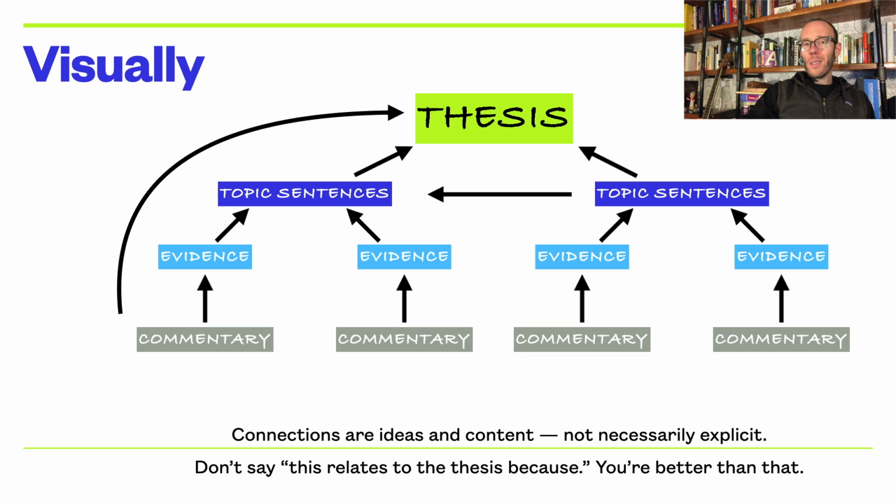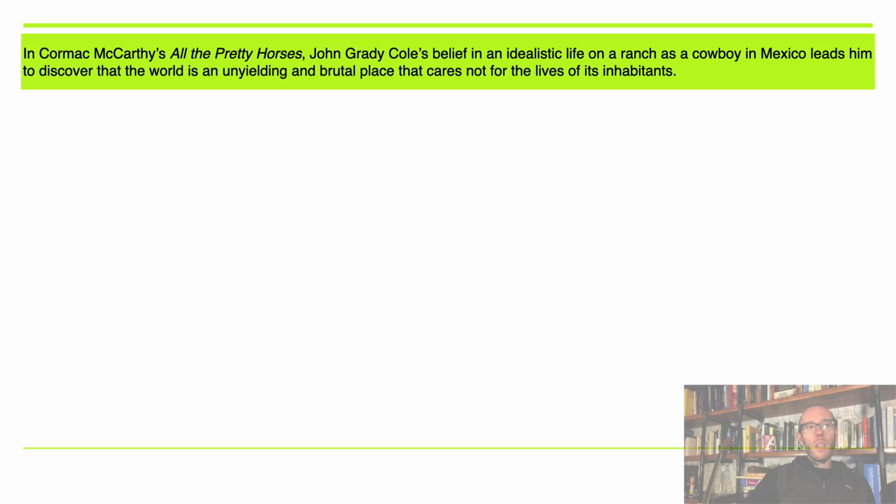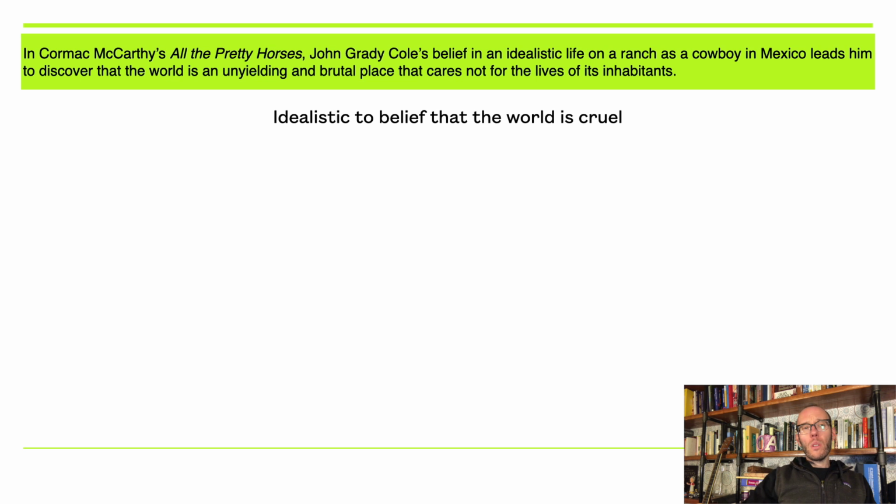So let's provide some context here. Yesterday, I wrote this thesis for you. In Cormac McCarthy's All the Pretty Horses, John Grady Cole's belief in an idealistic life on a ranch as a cowboy in Mexico leads him to discover that the world is an unyielding and brutal place that cares not for the lives of its inhabitants. Okay, so how does this thesis predict a structure, right? We see that John Grady Cole goes from idealistic to belief that the world is cruel, right? And that's a progression in itself.